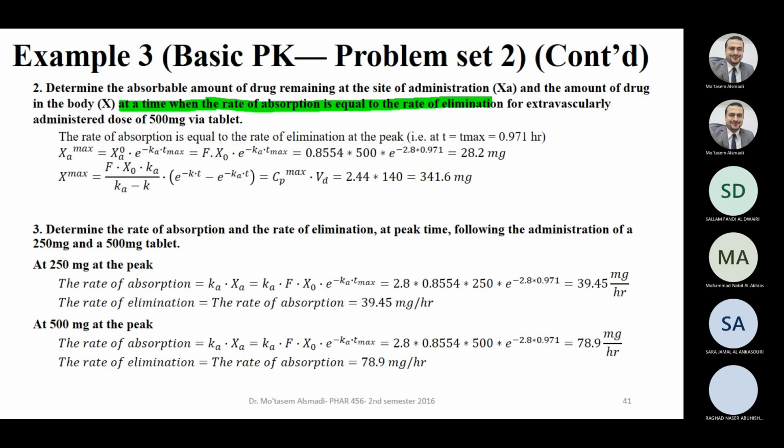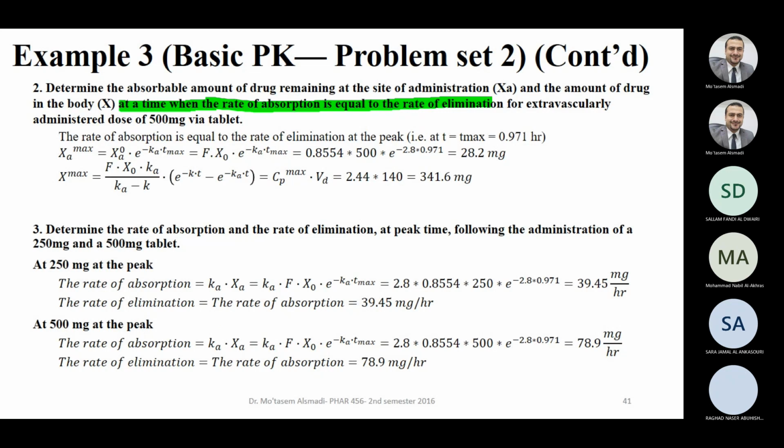What's the elimination rate? It's also equal to 39.45. This is at a dose of 250 milligrams. Now, we also need to do the calculation at a dose of 500 milligrams, right? What should we do? Multiply the absorption rate first by 2. And if the absorption rate is doubled, the elimination rate will also be doubled, because the absorption rate is equal to the elimination rate at the same dose.